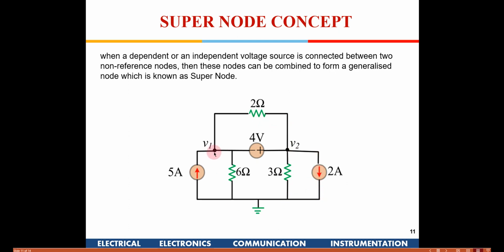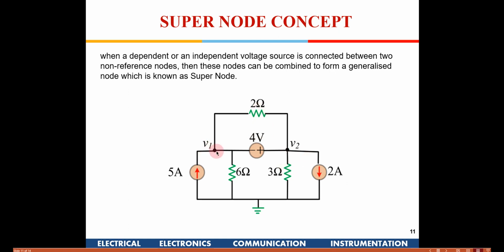So I can write a node equation here, 5 amps plus the current through 6, and I can neglect this voltage source and this resistance both together, because there is a voltage source between V1 and V2. So I remove all the connections between V1 and V2, the 4 volt as well as this 2 ohm, both I remove that.